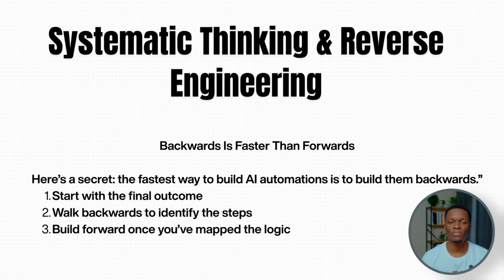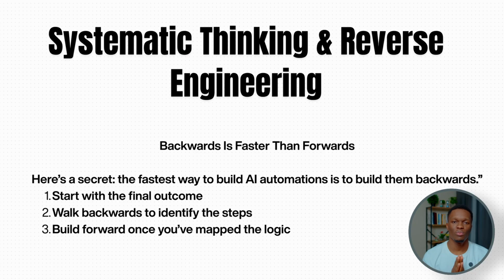All right, last but not least, systematic thinking and reverse engineering. Guys, I wanted to do the shortest video possible, but this is getting lengthy already, so I'll make it very straight to the point. The most important thing to remember here is that backwards is faster than forwards. What does this mean exactly? This means that the fastest way to build an AI automation is to build it backward.